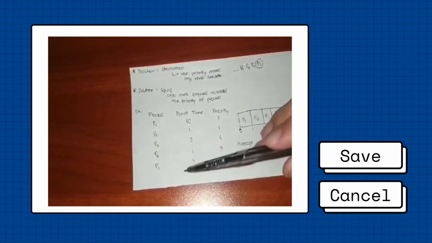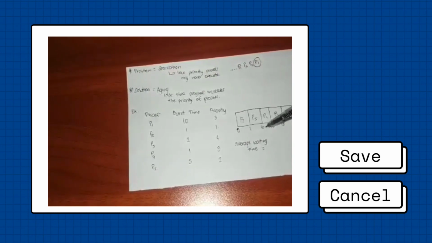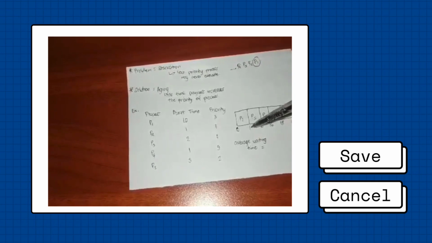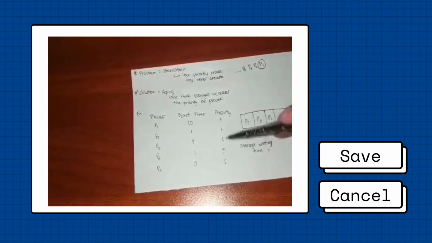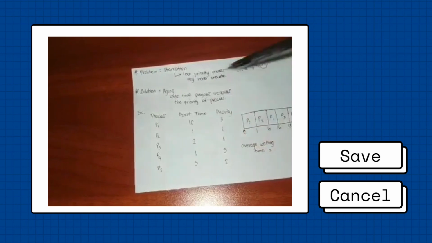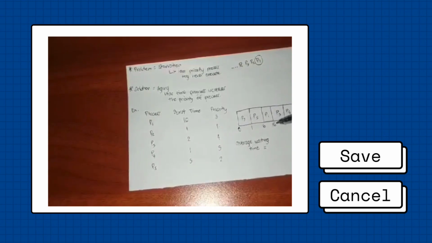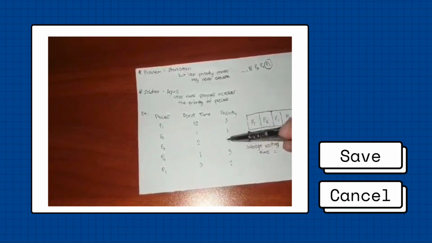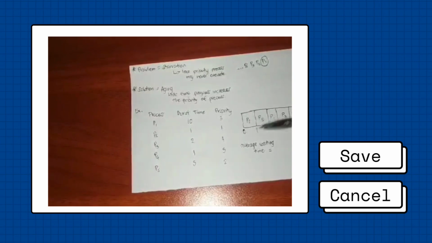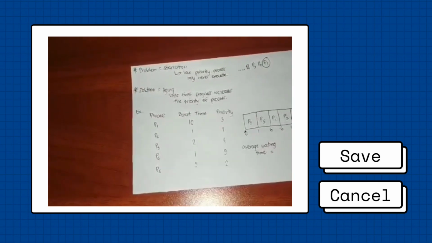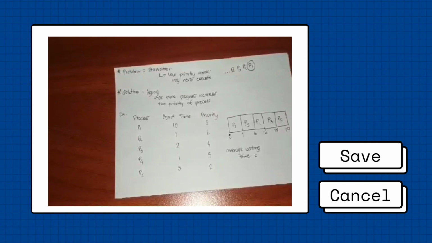Next, we have P5, which has a burst time of 5. How did it become 6? You add 1 plus 5, which equals 6, so we write 6. Then next is P1, which has a burst time of 10. We write P1, then 10 plus 6 is 16. Fourth is P3, which has a burst time of 2, so 16 plus 2 equals 18. Lastly, P4, which has a burst time of 1. 18 plus 1 is 19. This is how the CPU schedule is going to be calculated.